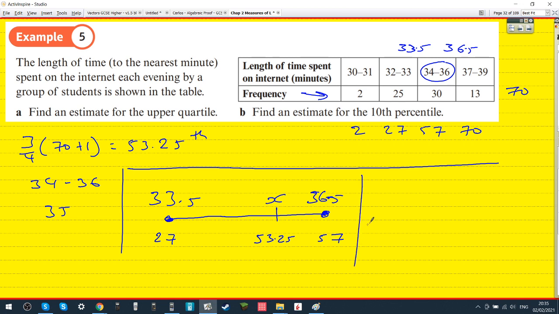You can construct an equation from that. What's the simplest equation you can make from this? So I think on the other side it would be 53.25 minus 27 out of 57 minus 27. So that's the total. And that will be the same as X minus 33.5 out of that total.